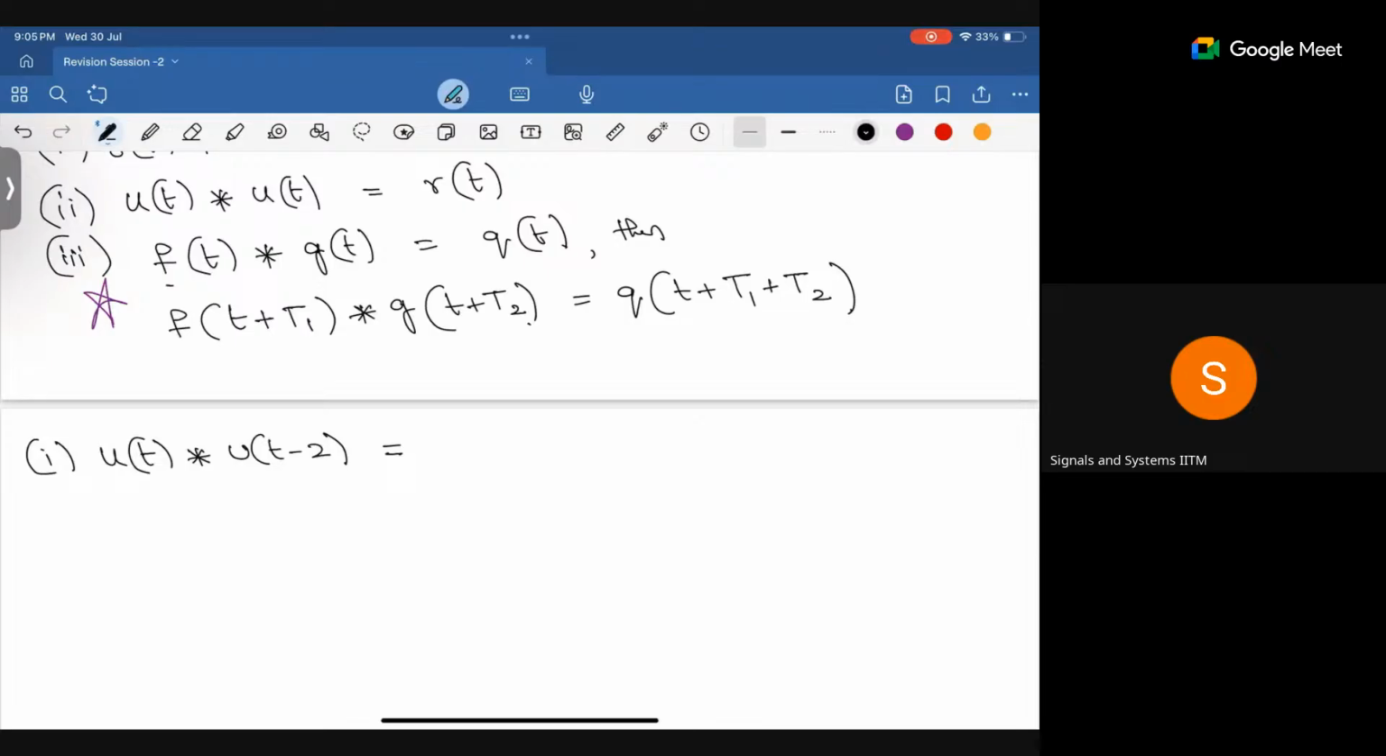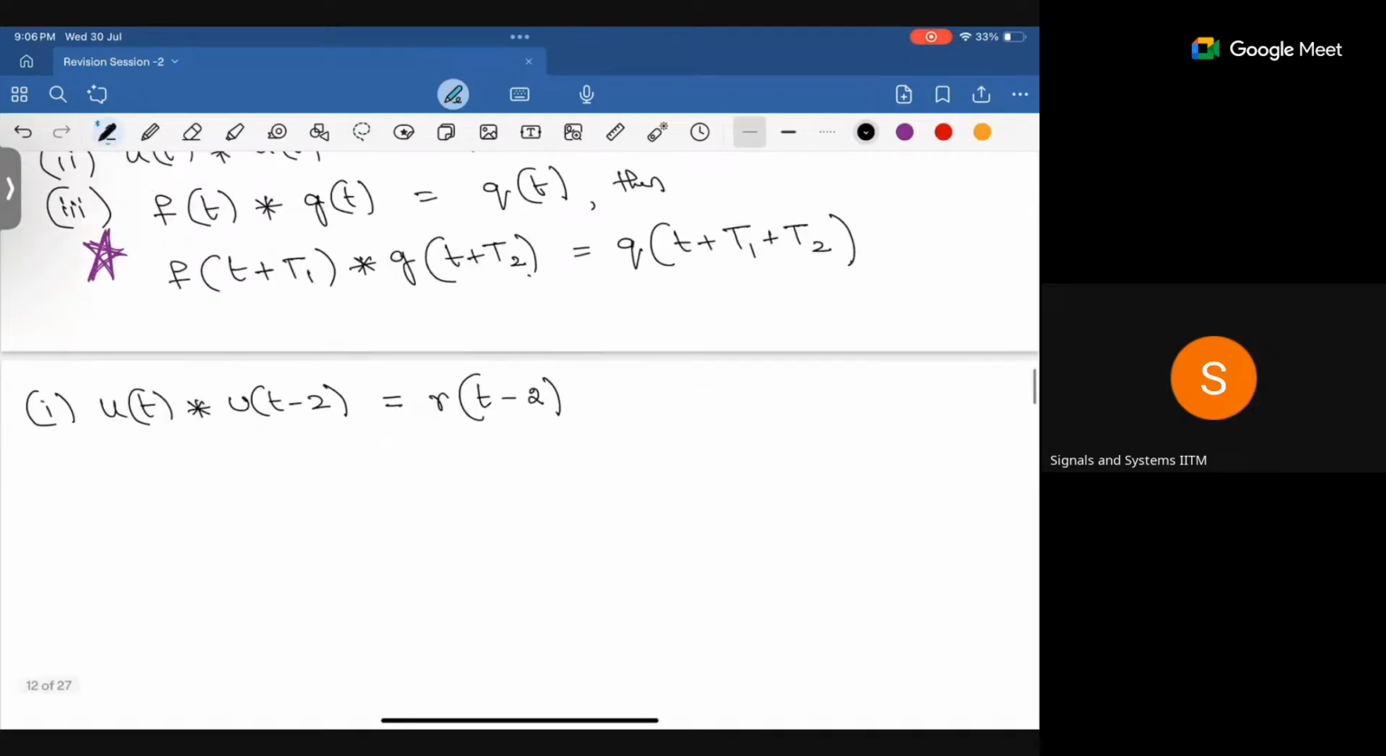Okay, f of t and g of t both are u of t's here. So you have to use this. That is why I said this property really helps us a lot. Using that property, this will just be r of t, and the first signal is not delaying. Capital T1 is 0 and capital T2 is minus 2, so it will just become r of t minus 2.